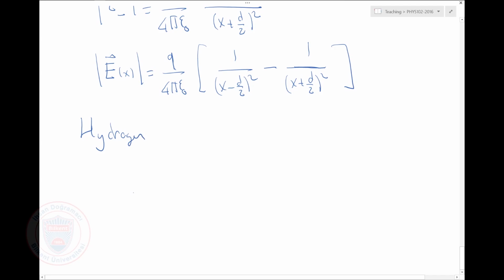Do you know what's the typical distance between the electron and the proton in the hydrogen atom? It's about 1 angstrom. Angstrom is 10 to minus 10 meters. So think of the hydrogen atom. I have a plus q charge and the minus q charge, and the distance between them is 10 to minus 10 meters.